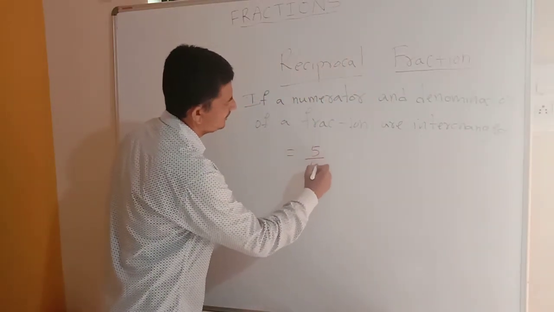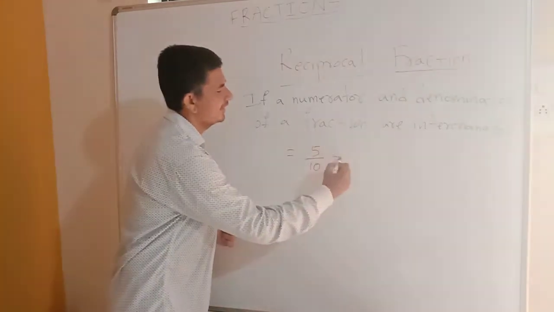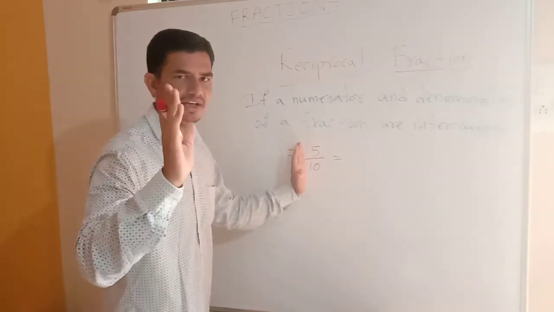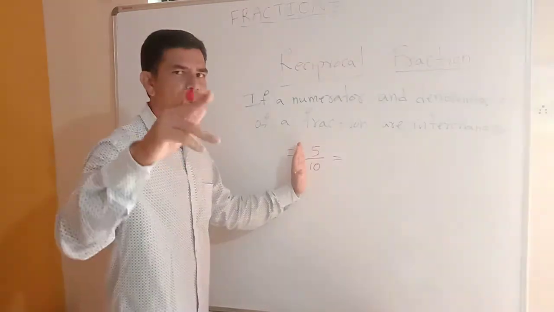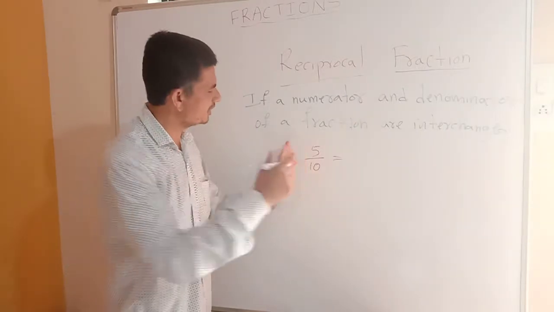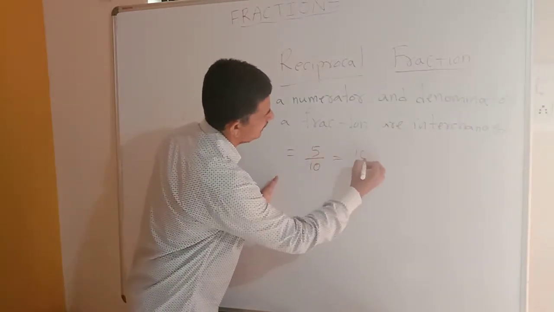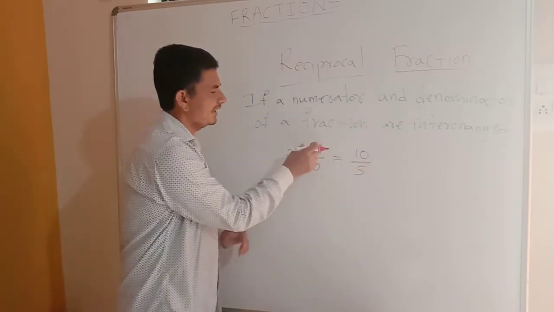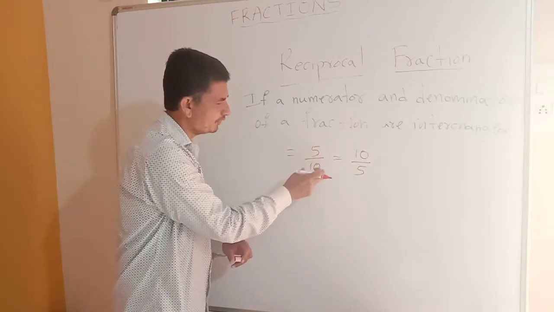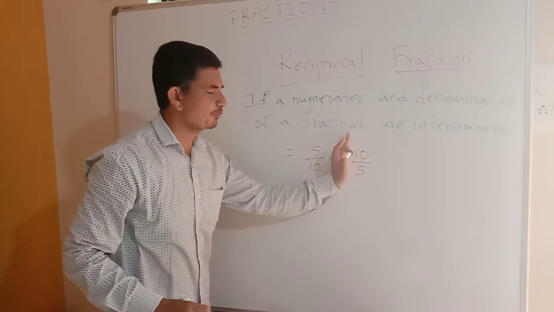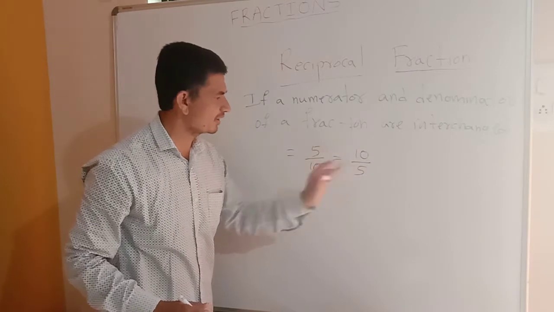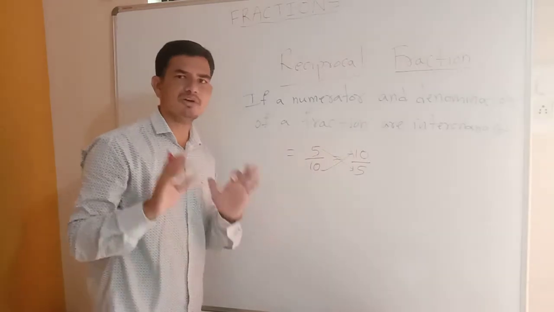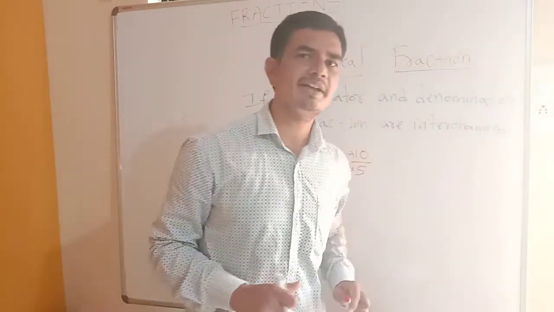If 5 by 10 is there, what is the reciprocal of 5 by 10? We have to interchange. The numerator becomes the denominator and the denominator becomes the numerator. So the reciprocal of 5 by 10 is 10 by 5. Here the numerator is 5, the denominator is 10. In the reciprocal, the numerator is 10 and the denominator is 5. This goes here and this comes in.